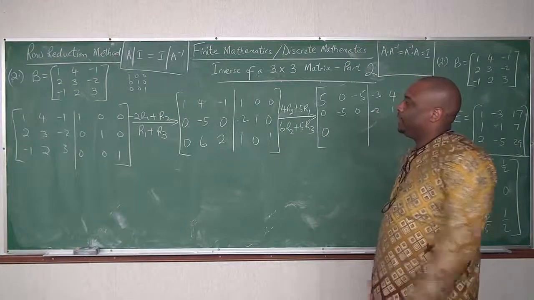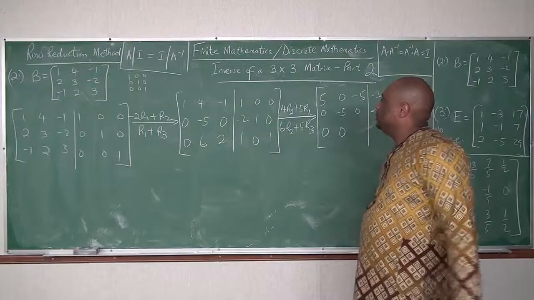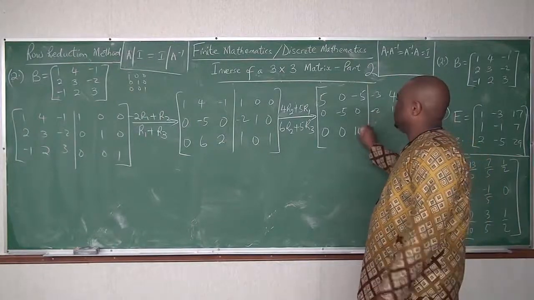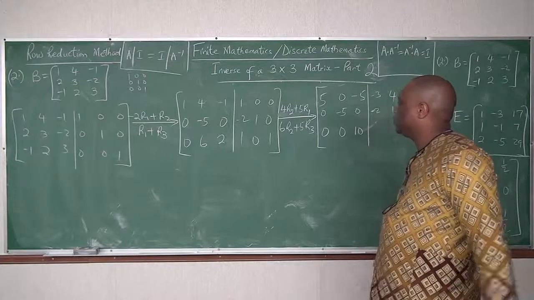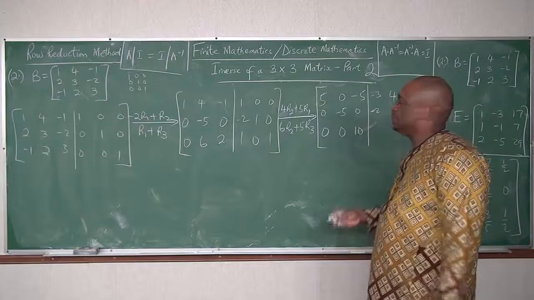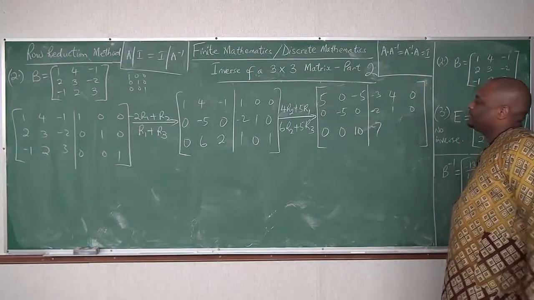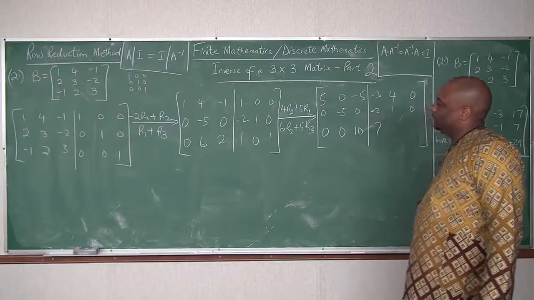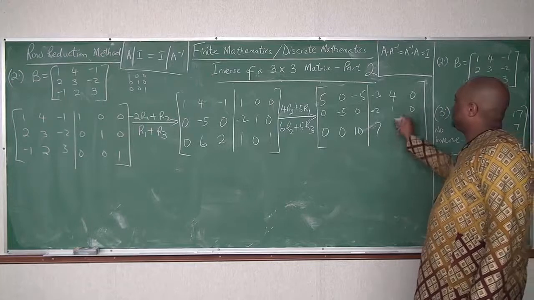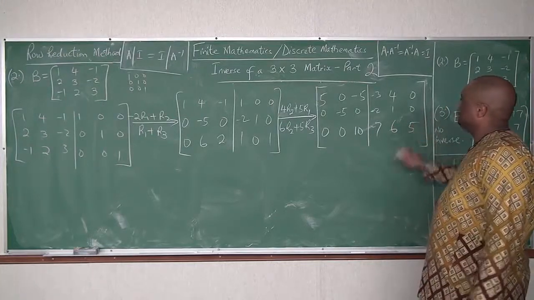6 times negative 5, negative 30, plus 30 is 0. 6 times 0, 0, plus 5 times 2, 10. 6 times negative 2, negative 12. Negative 12 plus 5 is negative 7. 6 times 1, 6, plus 0 times 5, 0. 6 times 1 is 6. And then 6 times 0, 0. 5 times 1 is 5.